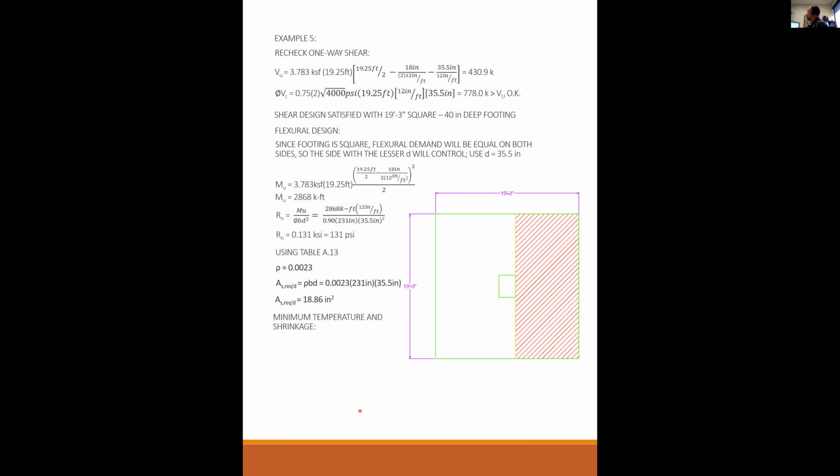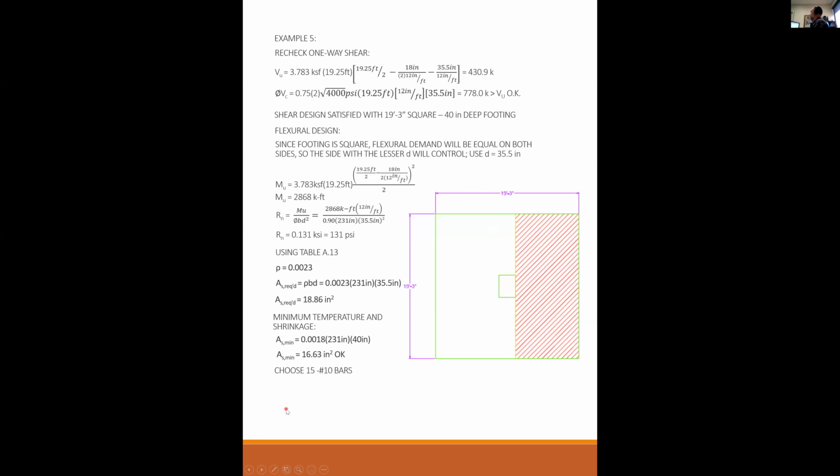The minimum temperature and shrinkage requirement is As minimum equals 0.0018, but remember, temperature and shrinkage is not rho times B times D. It is the minimum value 0.0018 times B times H. Temperature and shrinkage is based on the gross section. So that's why you see 40, not 35.5. And that requirement is 16.63, which is less than 18.86. So 18.86 controls my design.